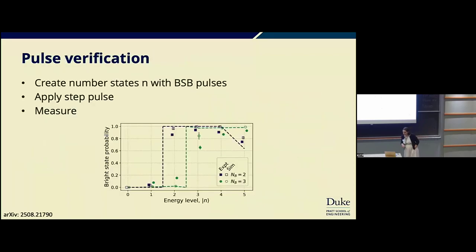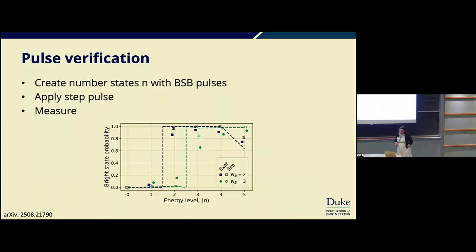Okay, and so we were able to verify the operation of these pulses. We did this by creating a number state using blue sideband pulses. So we start in the ground state and add 1 phonon at a time. And then we can apply the step pulse. It's designed, in this case, so anything above 2 should flip. In this case, anything above 3. The colored-in points are the experiment. And then we're able to pretty much account for our error in terms of Rabi frequency fluctuations. So we're able to accurately apply this step pulse in order to measure whether we're above or below the barrier in energy.